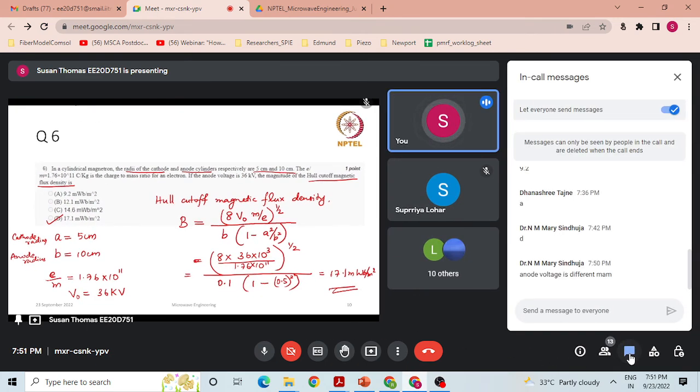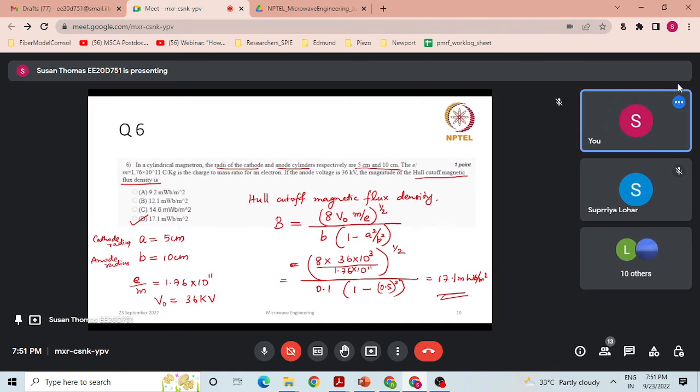Okay, somebody is giving you a clue: the anode voltage is different. Maybe you can check that. I don't know who asked the doubt, I hope they have noticed the comment in the chat. So maybe you can check whether the anode voltage is different or not. I am not sure, please go through the question. The procedure is this. You can try.